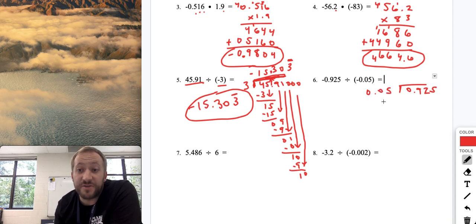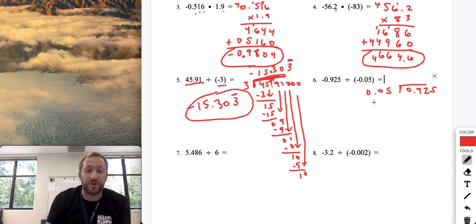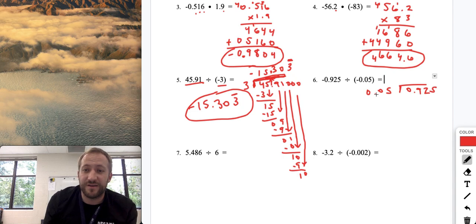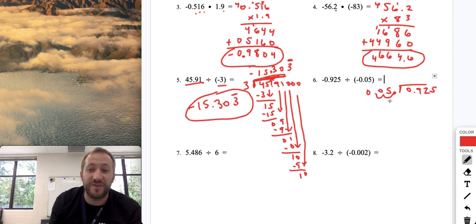Now, the divisor in this case is not a whole number. I need to make it one though. So I'm going to make it a whole number by moving the decimal 2 places. And whatever I do on the outside, I have to do on the inside. Let me write it again just to make it a little easier to read. This new number is now 5. It's a whole number, which makes it way easier for me. And now this number inside is 092.5.